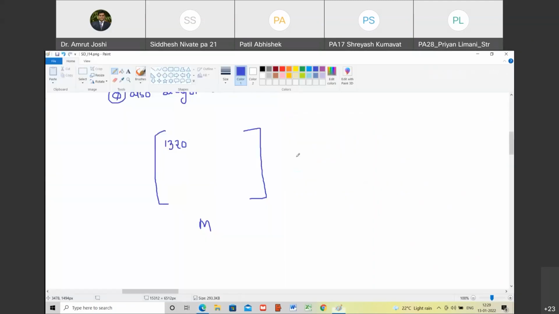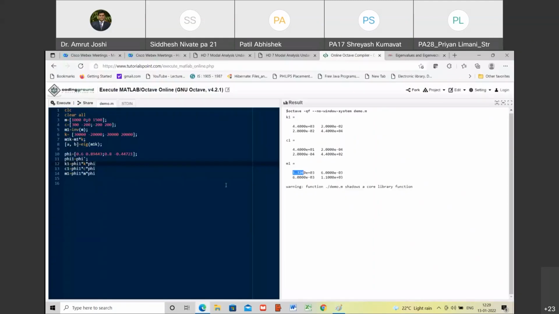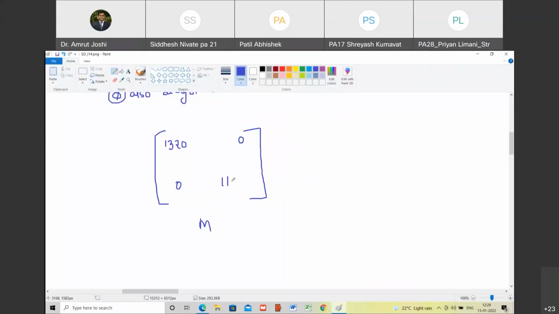Then it is 0, then 0, and then here 1, 1, 0, 0. This is the generalized mass matrix multiplied by the generalized acceleration matrix, Z1 double dot, Z2 double dot. Are you with me? Yes, sir.